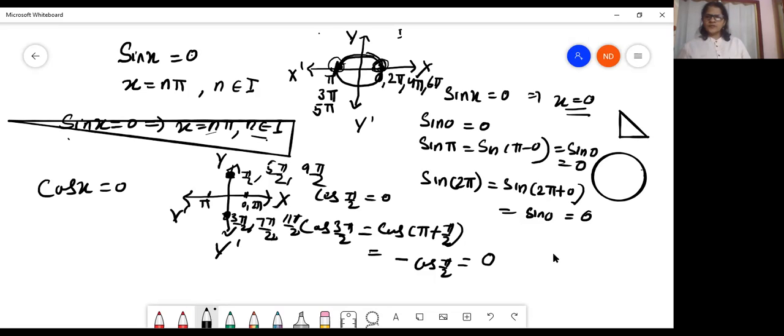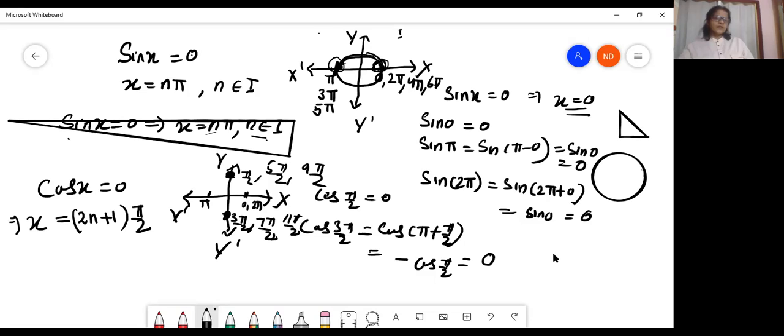So let's generalize this as a formula. Observing the pattern, what we can conclude: cos x equal to 0 implies x equal to an odd multiple of pi by 2. Sin x equal to 0 means the angle will be on either side of the x-axis. Cos x equal to 0 means the angle will be on either side of the y-axis, right? So the angle being on the y-axis means it is an odd multiple of pi by 2. The angle being on the x-axis means it is any multiple of pi. Is it clear? And of course, n belongs to the set of integers, right?